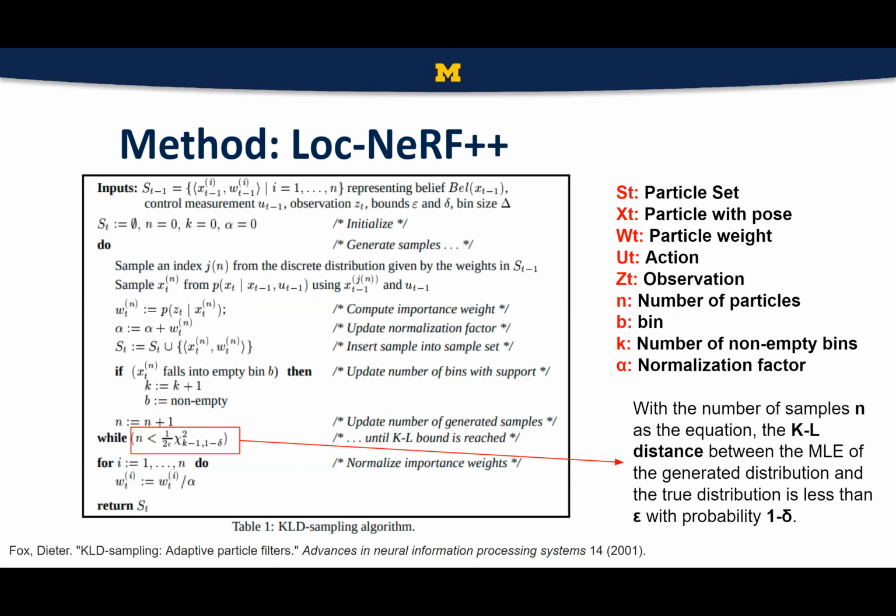This page describes the KLD sampling algorithm in detail. We will enter a do-while loop to sample particles one by one until the sample size exceeds the expression in the red block. The end of the sampling process means that the KL distance between the generated distribution and the true distribution is less than a chosen bound value epsilon, with a probability of 1 minus delta. For our experiments, we choose an epsilon value of 0.05 and the probability to be around 85%.